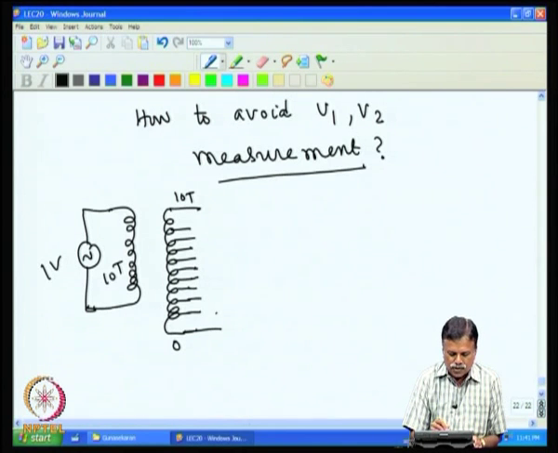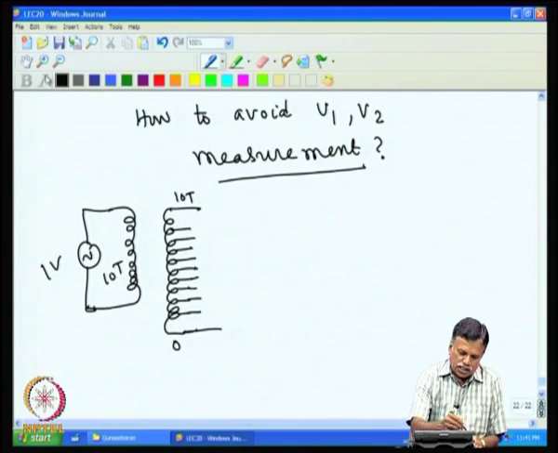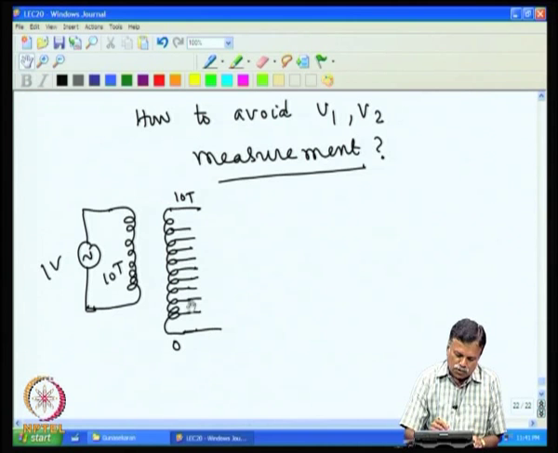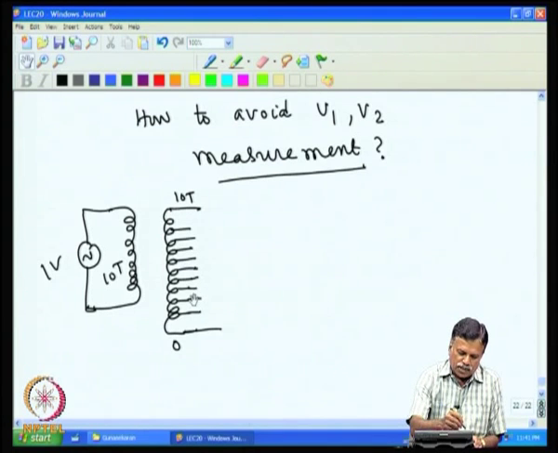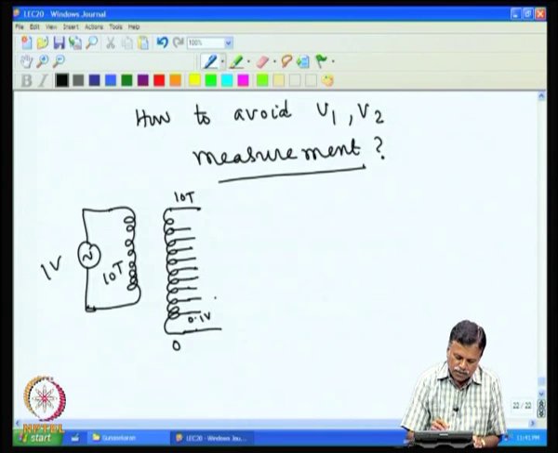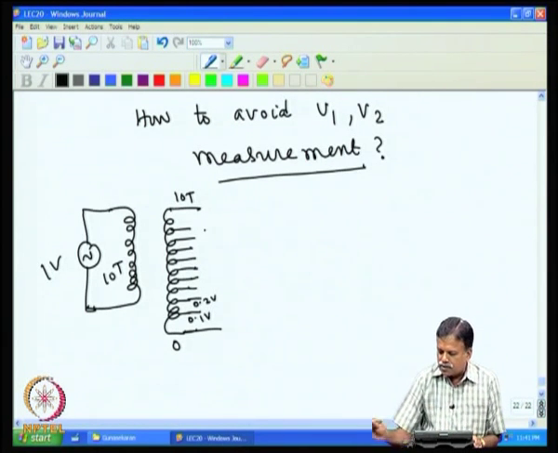So, I have taken this. So, that means the voltage across this will be 1 volt. If I give 1 volt here, then total voltage across 10 turns will be 1 volt, then each one will be 0.1 volt, each turn will have 0.1 volt. So, 0.1 volt, 0.2 volt and so on, each turn representing 0.1 volt.